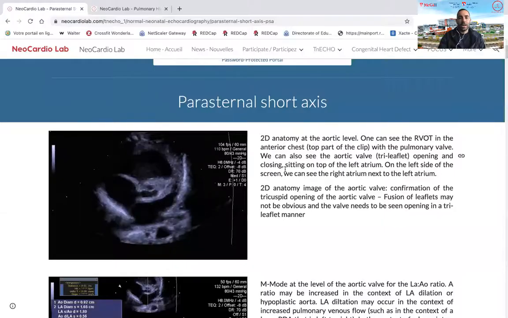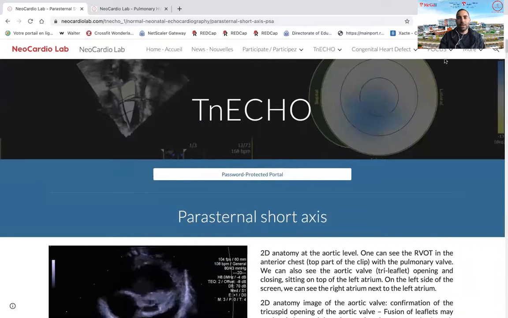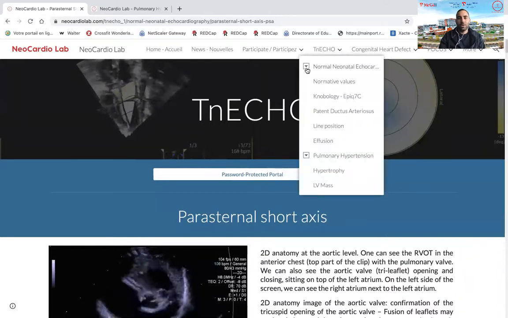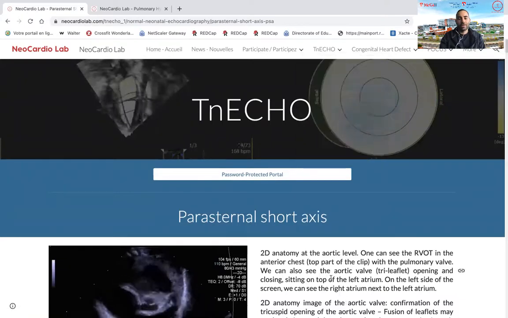So at www.neocardiolab.com. We will go on with our module today on parasternal short axis. This can be found on the NeoCardio Lab website under TnECHO, normal neonatal echocardiography, and in the parasternal short axis view.